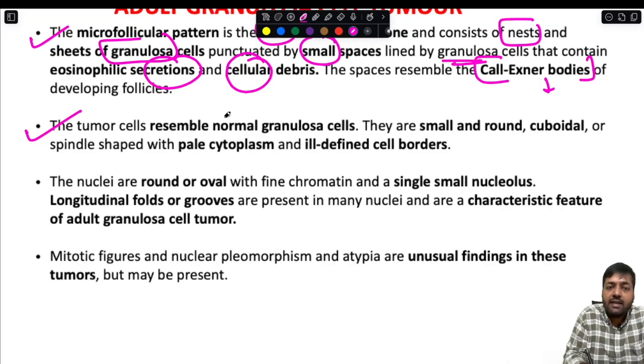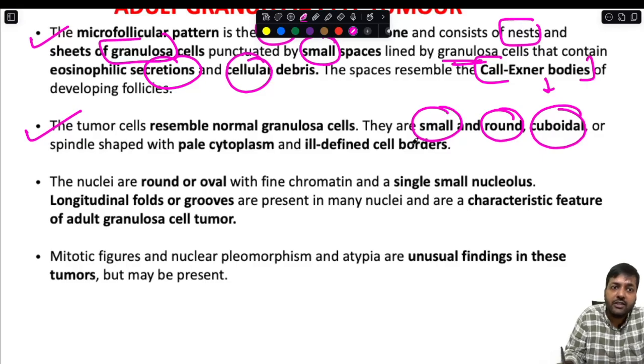Now the tumor cells resemble normal granulosa cells, so they are small and round, cuboidal or spindle shaped with pale cytoplasm and ill-defined cell borders.